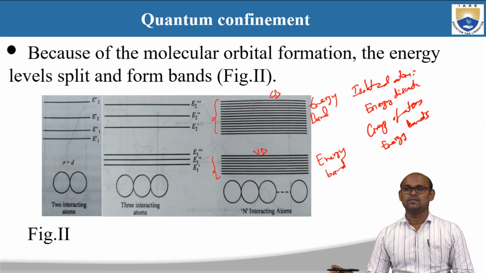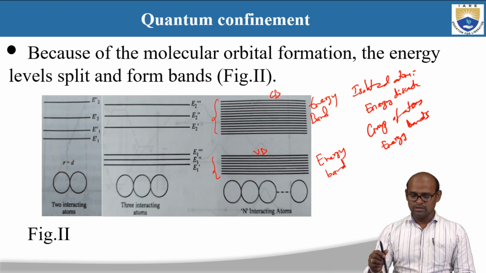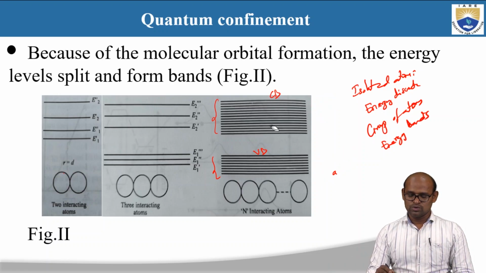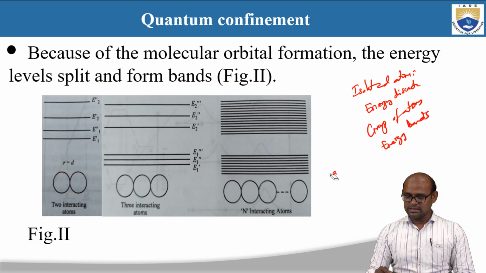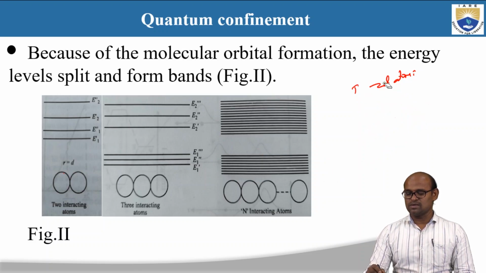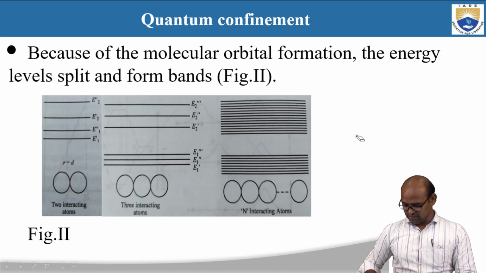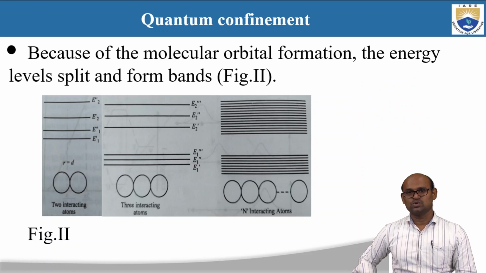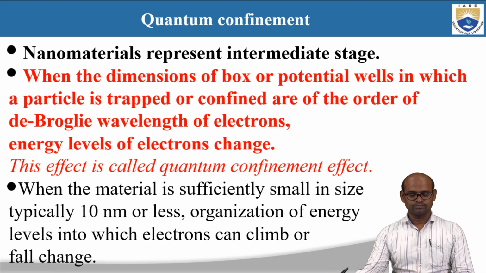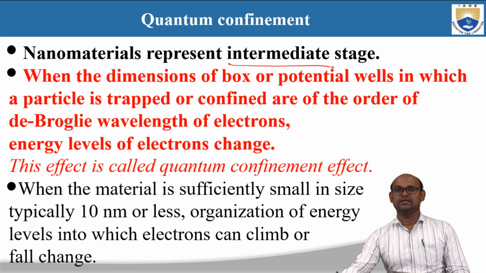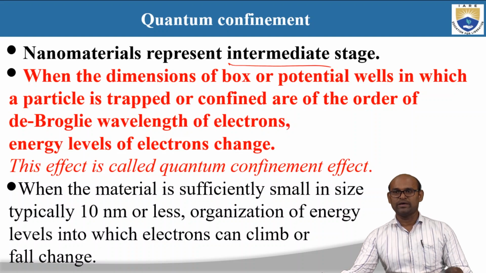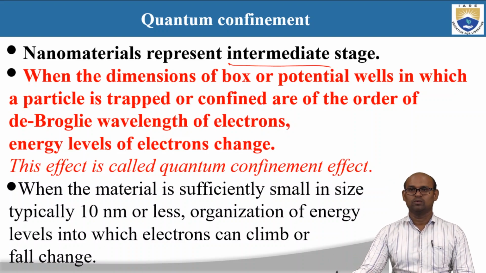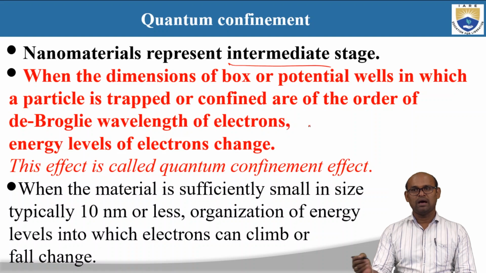Energy bands where so many energy levels are very closely spaced. Okay, so now we know that the nanoscale is the boundary land between macro and micro. So what happens in this now? Nanomaterials represent an intermediate stage, between micro and macro.